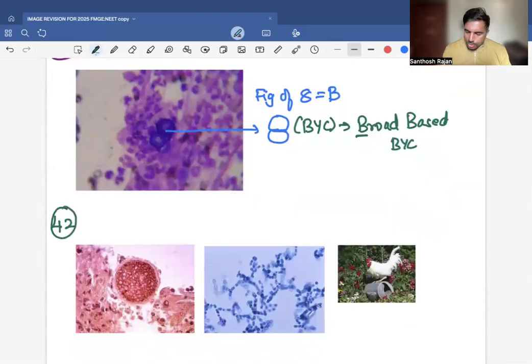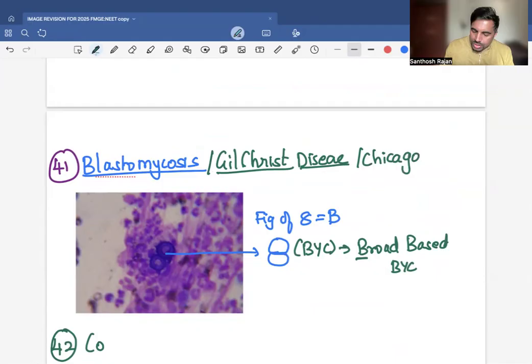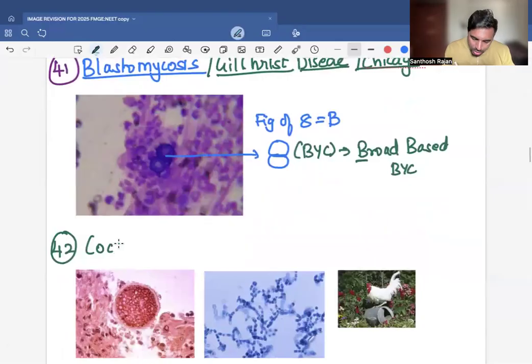42. A clue here is cock. I put a cock, so that itself should give you a clue. Blastomycosis is otherwise called Gilchrist disease. Don't get confused with all these names, but sometimes they can ask Gilchrist, Chicago, North America, North American blastomycosis, everything they'll give you. Now, next is coccidioidomycosis.